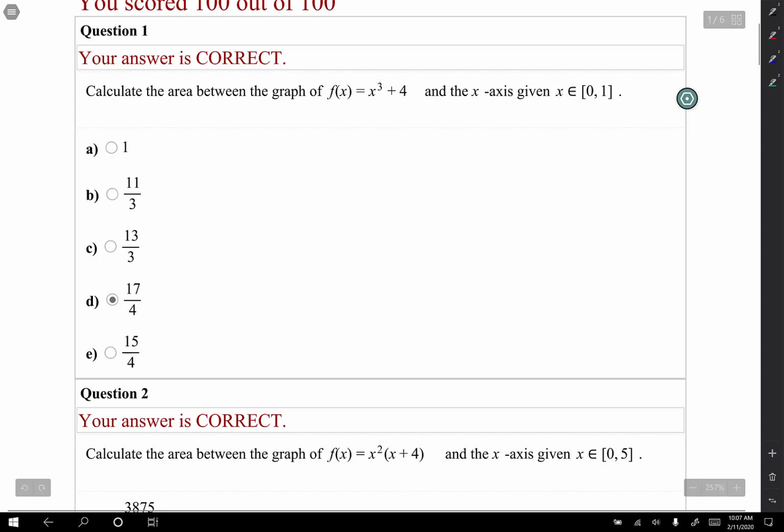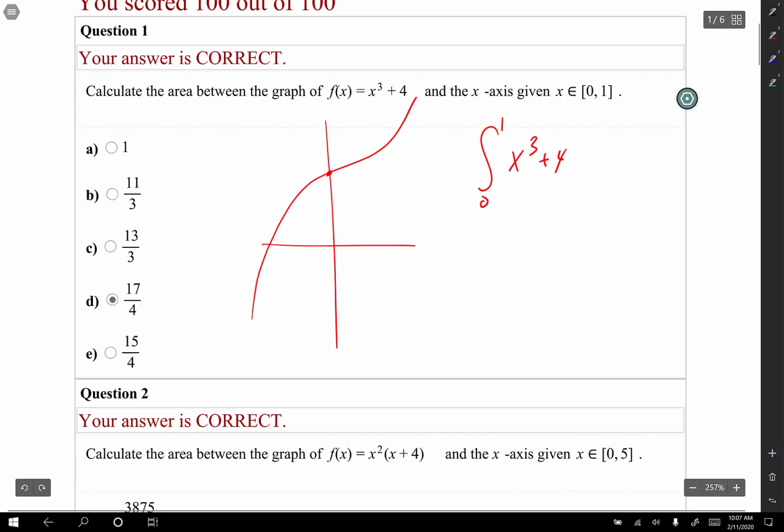All right, so this one wants the area between x cubed plus 4 and the x-axis, between 0 and 1. So x cubed plus 4 looks something like this. It's already above the x-axis between 0 and 1, so I'm just going to integrate between 0 and 1, x cubed plus 4 dx, and this will give you the area under the curve between 0 and 1.